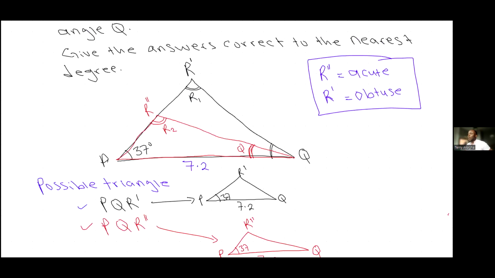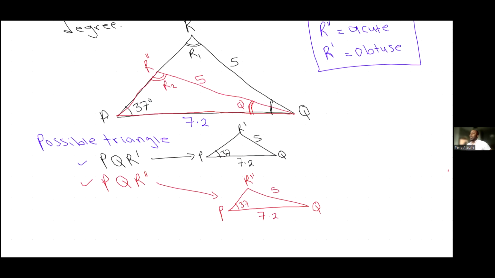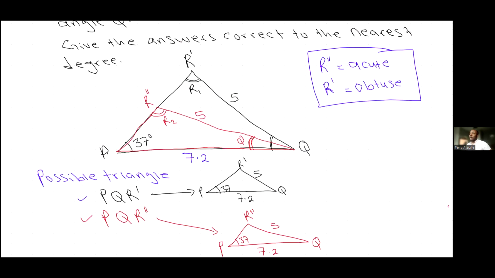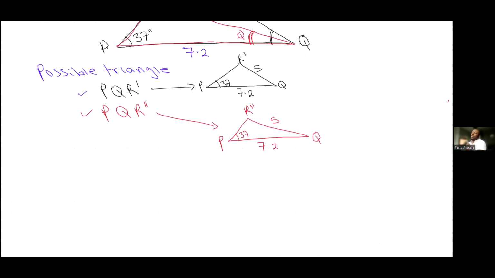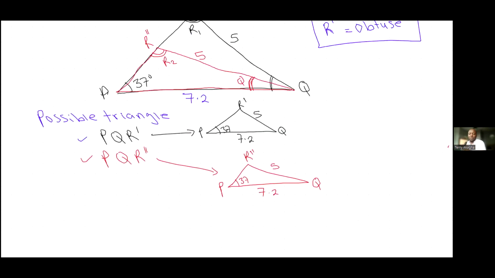So for the black one, this is going to be 5, and this is going to be 5. And for the red one, this is going to be 5, and this is going to be 5. Good. I think we have all the information we need now to solve. Now, what do you do? The first thing is that we can't use the cosine rule here because we don't have all the parameters needed, but we can use the sine rule.